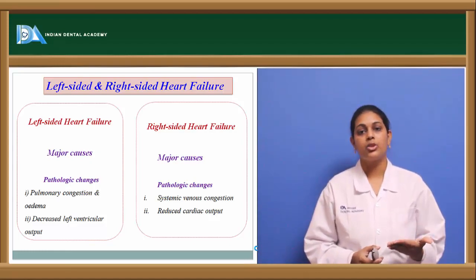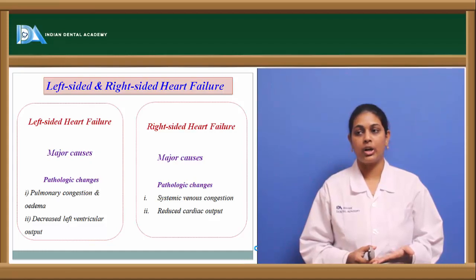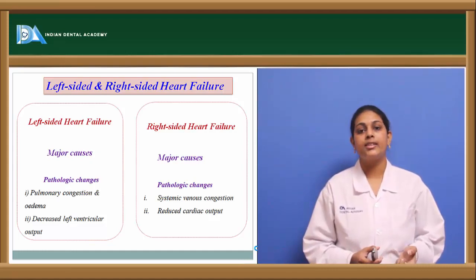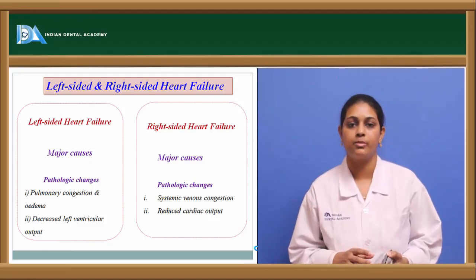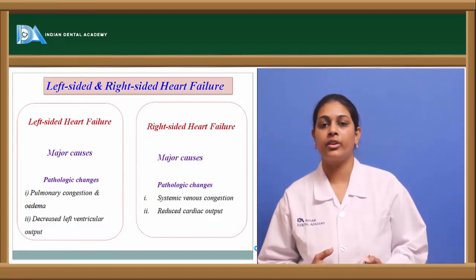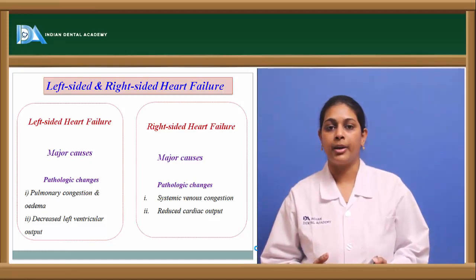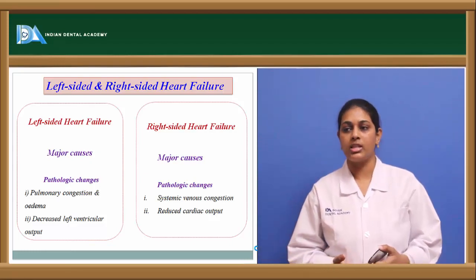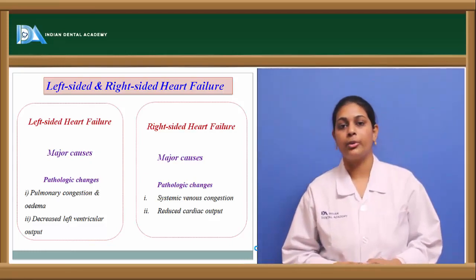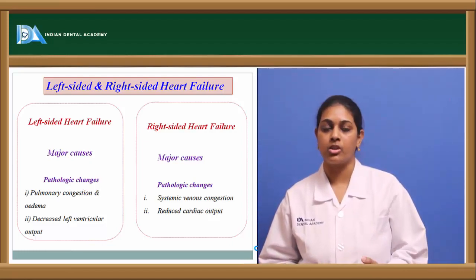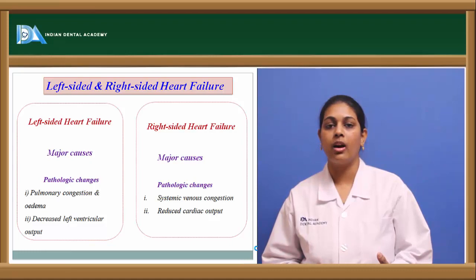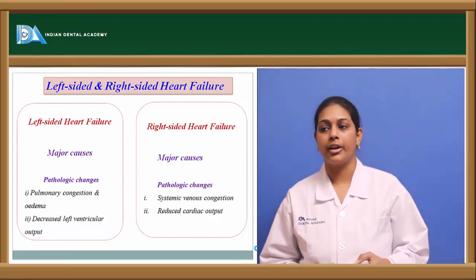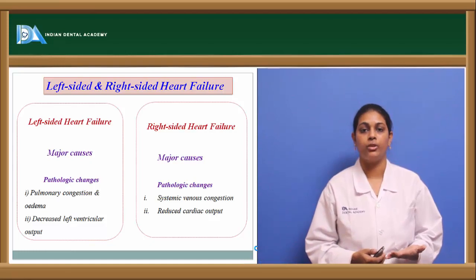Coming to the pathologic changes in right-sided heart failure, we see systemic venous congestion, that is, there is congestion in the blood supply. Mostly the organs affected are the lungs, kidney, and liver, and it might also result in ascites. It might also cause venous congestion in the neck veins. Other than that, we see reduced cardiac output, unlike in left-sided heart failure.